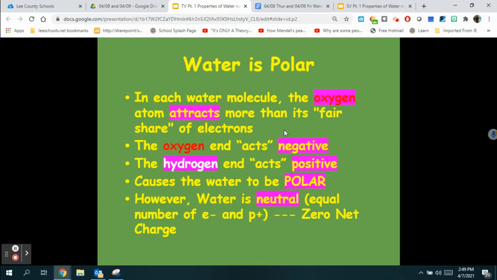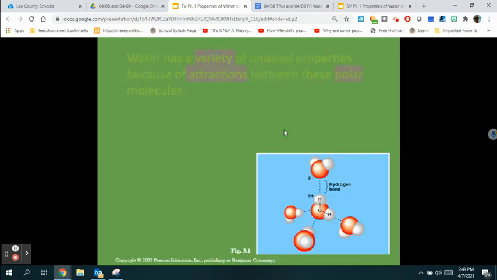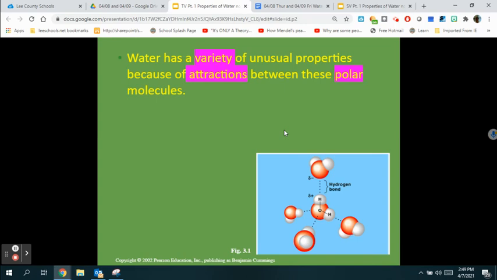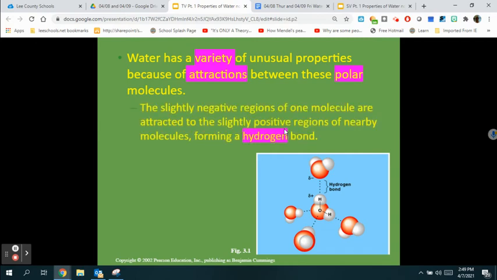However, water is neutral, with equal numbers of electrons and protons. It has a zero net charge. Water has a variety of unusual properties because of attractions between these polar molecules. The slightly negative regions of one molecule are attracted to the slightly positive regions of nearby molecules, forming a hydrogen bond.